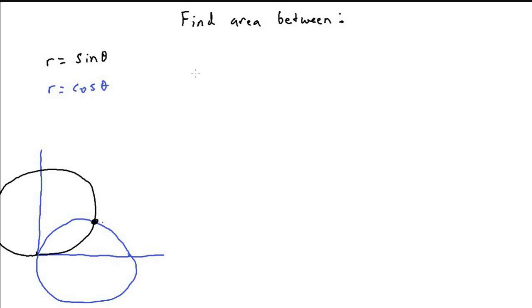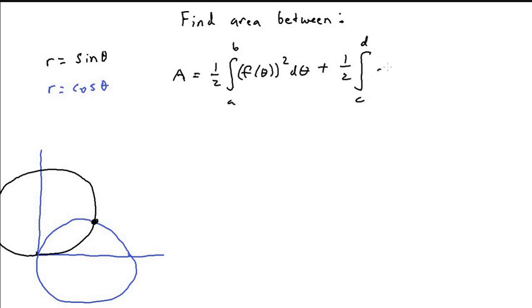And so notice how there is an intersection point here, so we have to find what that intersection point is first. So if I were to write out the integral here, or the formula for the area, we're going to do 1/2 times the integral from a to b of f of theta, or one of the curves squared, plus 1/2 times the integral from two other points of the other curve g of theta squared.